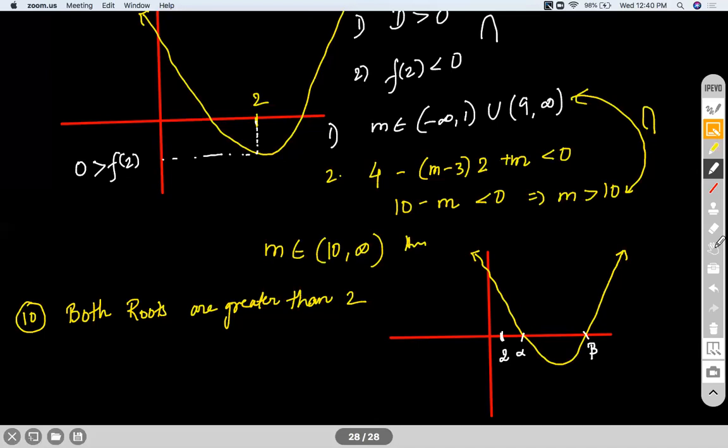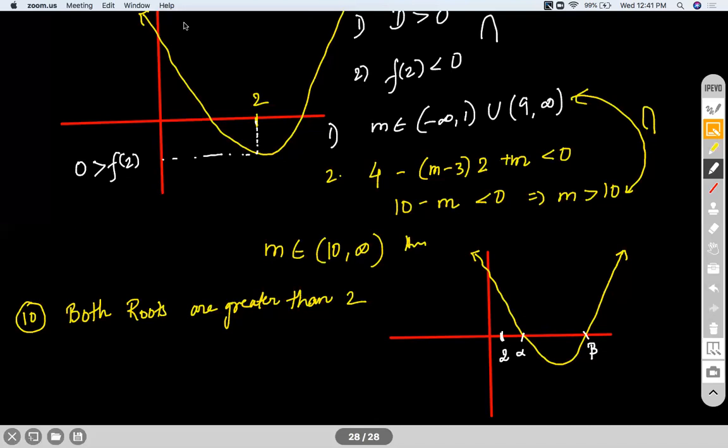It belongs to, sir, minus infinity to 1 closed, union 9 to 10, 9 closed. Answer is from 9 to 10 only. 9 closed. Is it? What was your answer? Can you repeat once again? M belongs to minus infinity to 1, 1 closed. No. Answer is just M should belong to 9 to 10. That also I got. 9 closed, 10 open. That I got, but some wrong term is also coming.